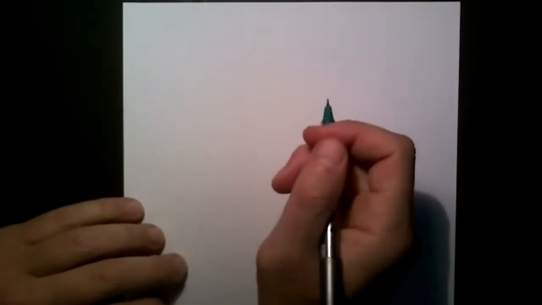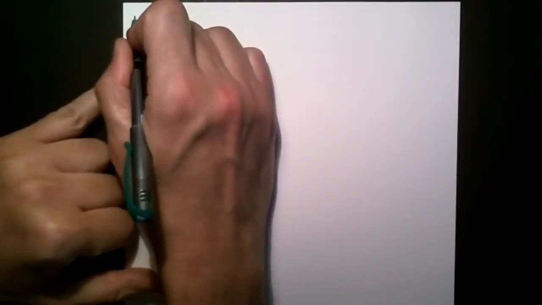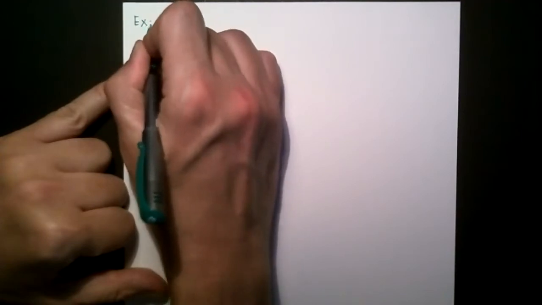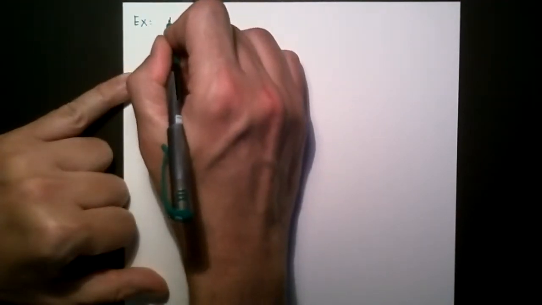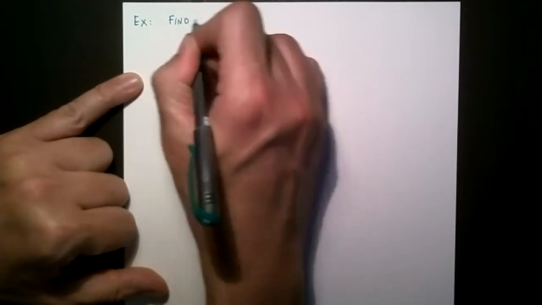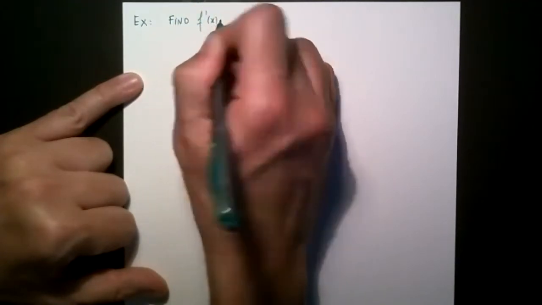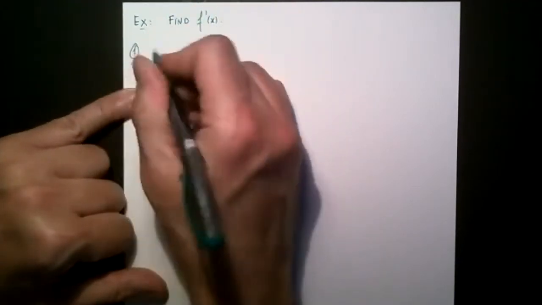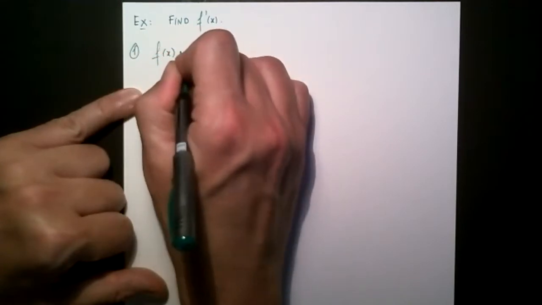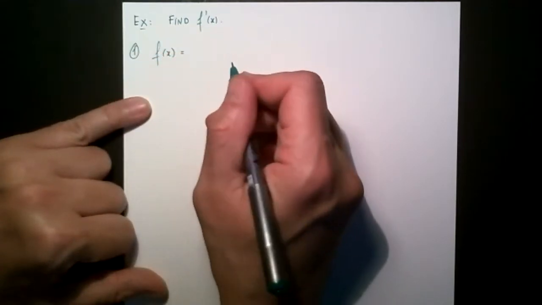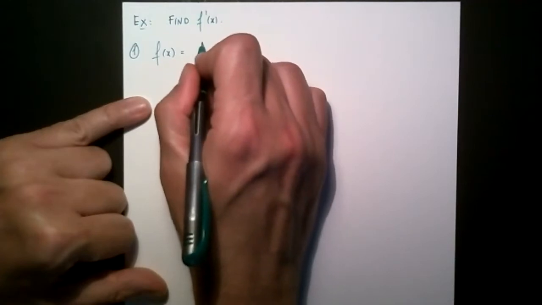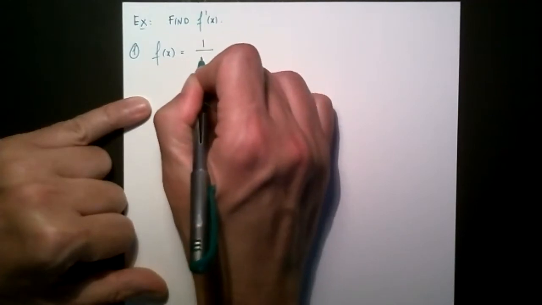Let's do a few questions on evaluating the derivative of a function using the definition that we learned last class. Okay? So here's the example. Find f prime of x. Okay, so number 1. f of x is equal to 1 over x.